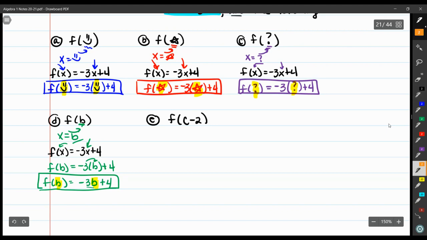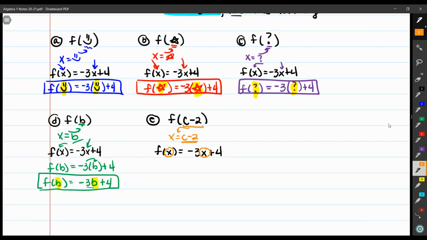The process never changes. C minus 2 is on the inside, so that means x equals that c minus 2, the entire thing. X is the whole thing. So here's our original function, f of x equals negative 3x plus 4. So what we get to do is replace this x and this x with the entire c minus 2, both of those variables.